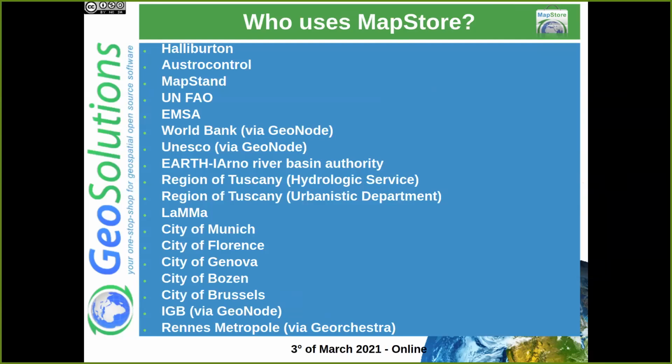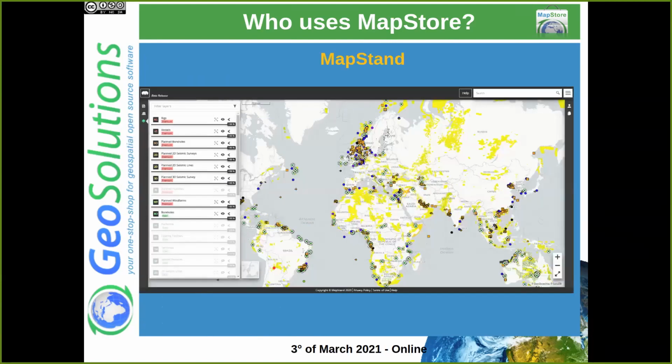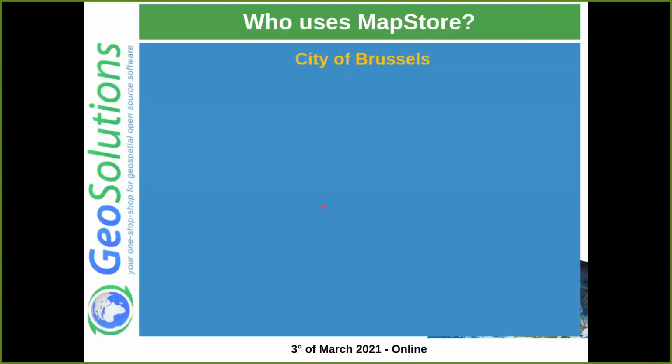This is a small part of the list of MapStore users we helped. They use MapStore as a product or as a project with some customization, or in their integration in GeoNode or in GeoOrchestra. So each level of personalization they needed is implemented in many use cases. For instance, MapStand is a platform for tracking energy activities with a lot of graphical customization of the standard tools.